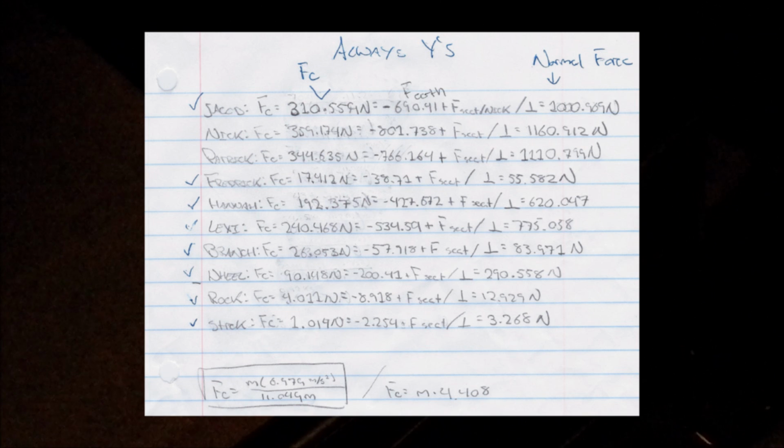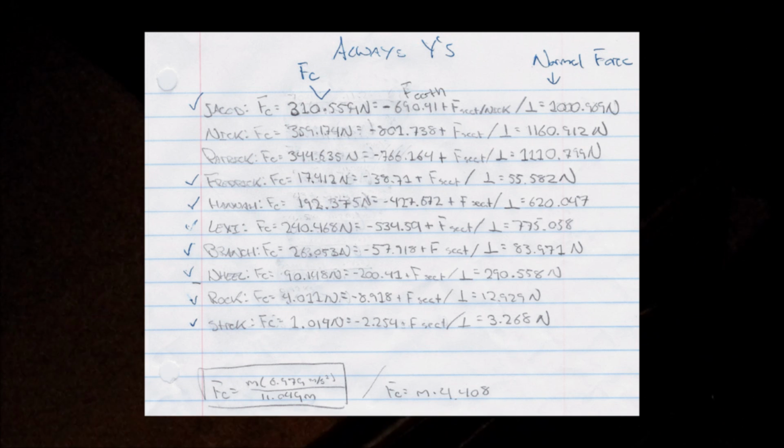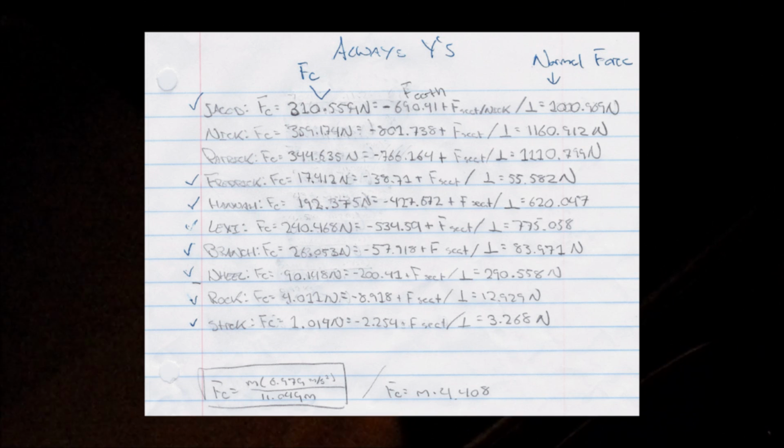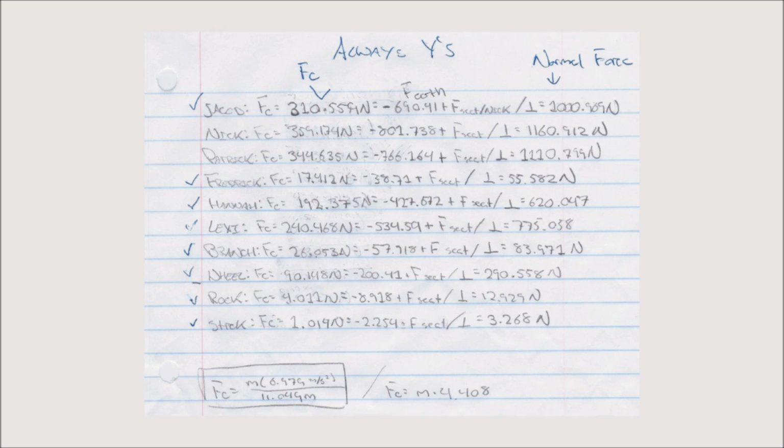An example of that will be to find Patrick's centripetal force on the swing. His mass is 172 pounds, converting it to 78.18 kilograms, and multiplying by the gravitational acceleration, which is negative 9.8, we get the force of the Earth to be negative 766.16. And adding that to the normal force, which is 1,110.79 newtons, we get the centripetal force to be 344.63 newtons.